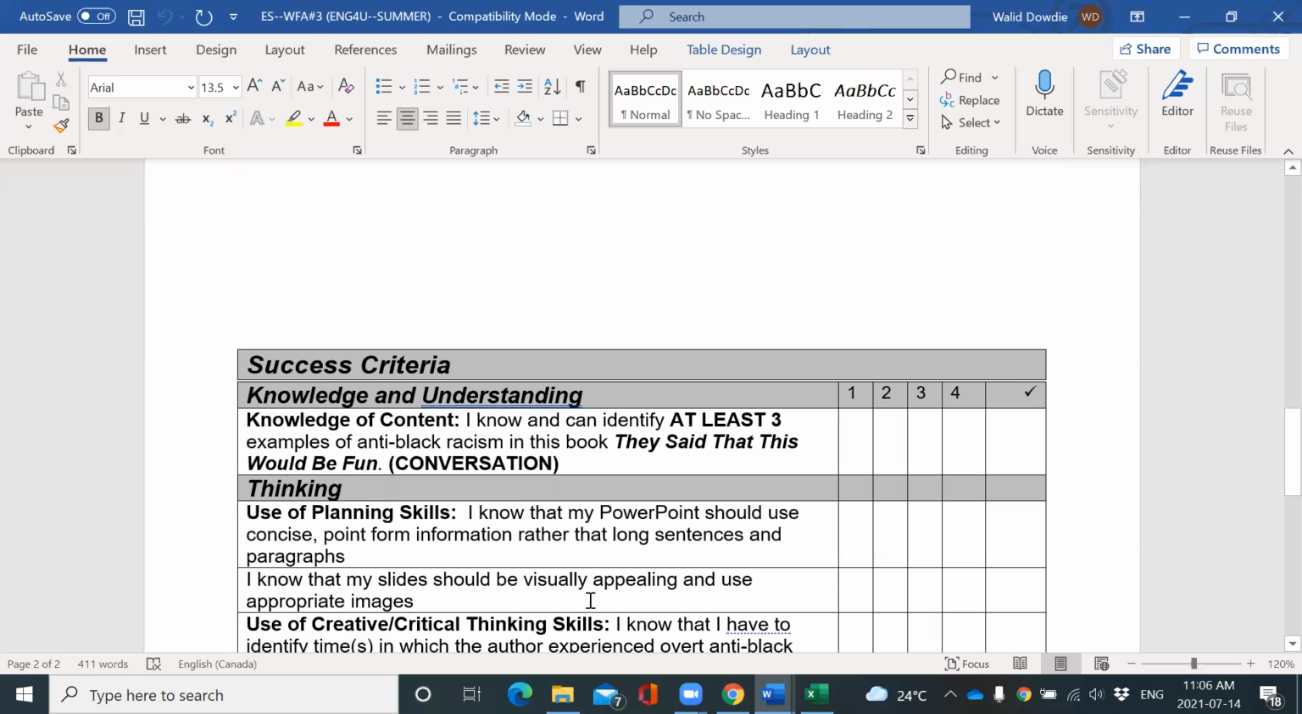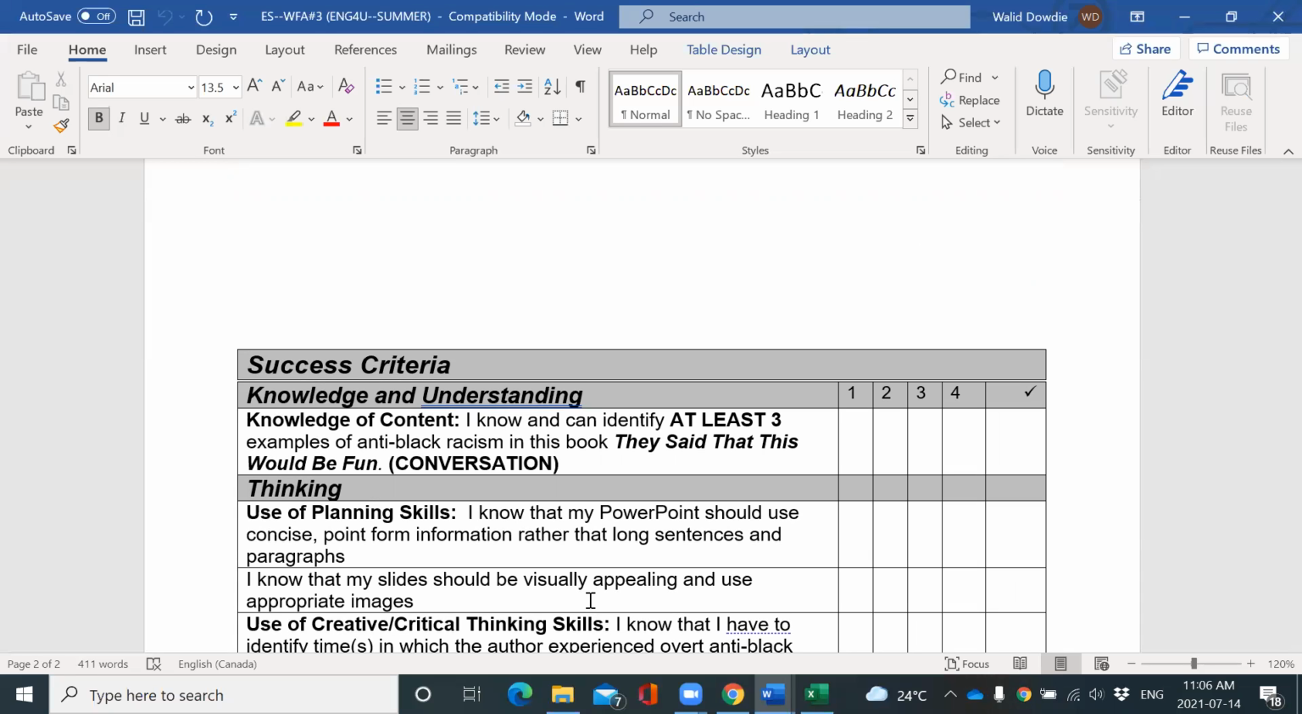When evaluating this assignment, I'm looking for the following. For knowledge of content, I know that I can identify at least 3 examples of anti-Black racism in the book. They say this will be fun. We're in conversation. That's when I meet with you. You show me your outline, rough draft, give some feedback. You tell me some stuff. I give you a mark based on that.